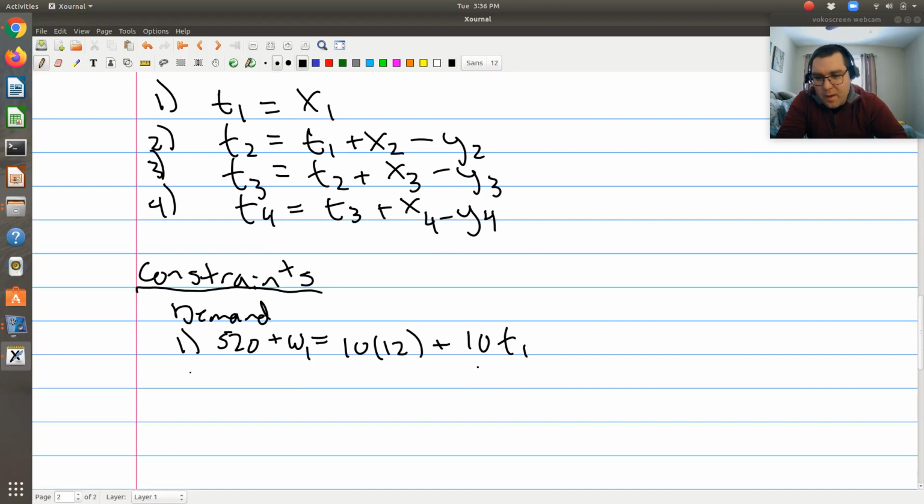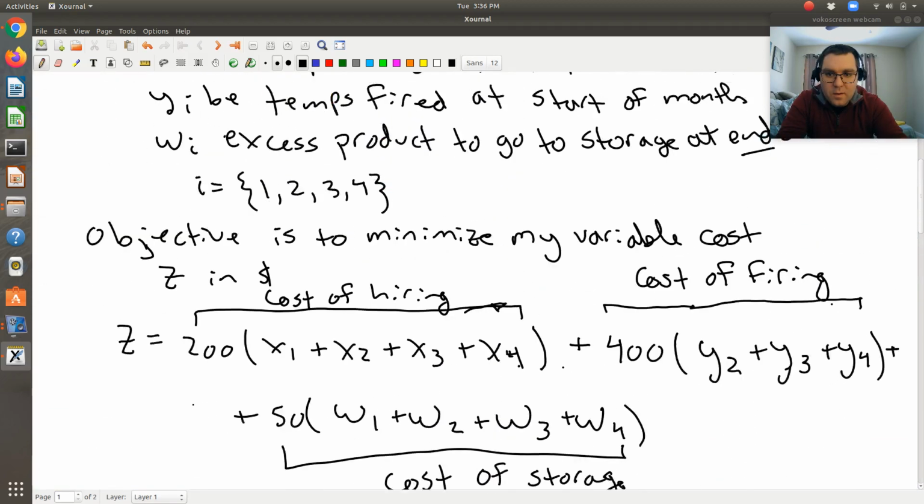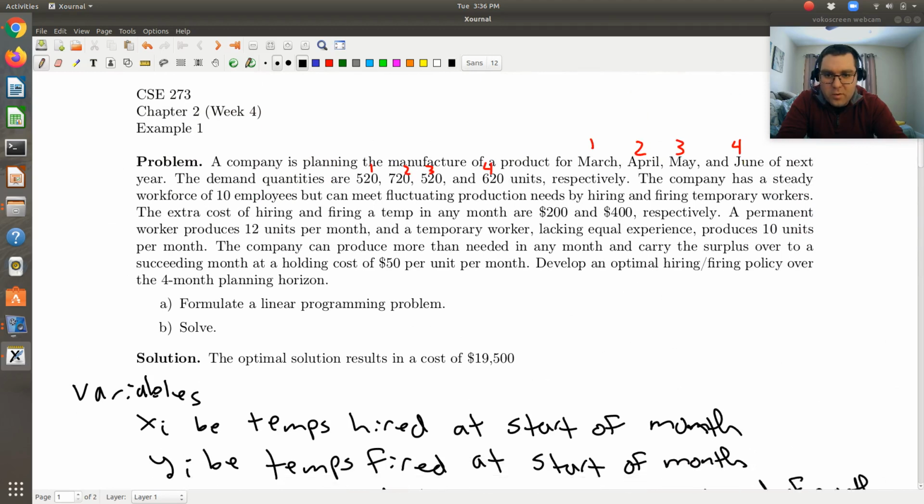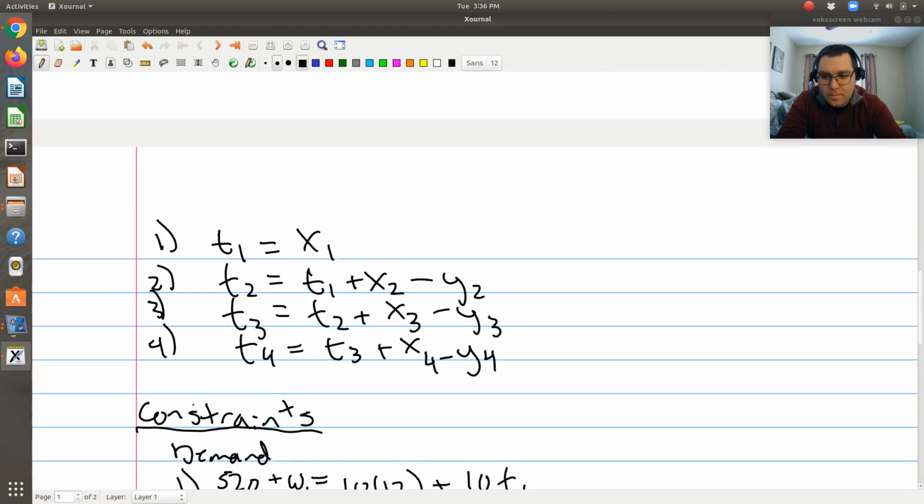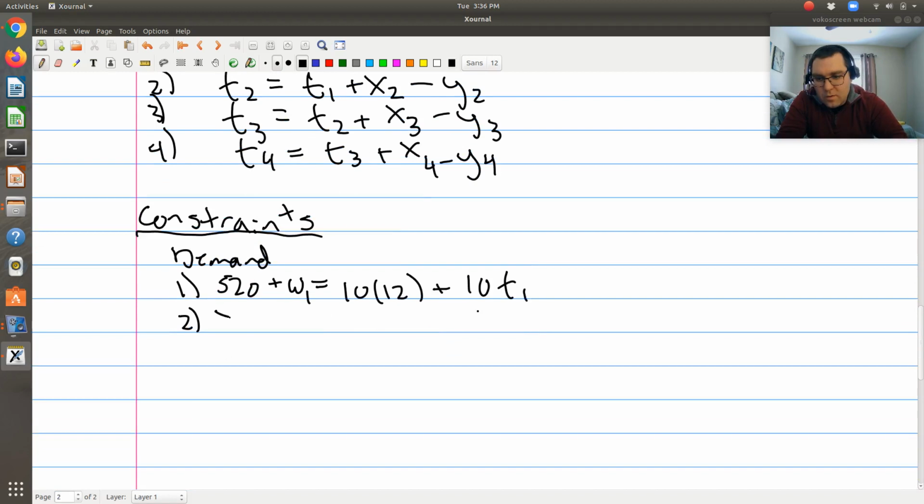Now if I write out a balance for month 2, I'm going to find my demand for month 2, which is 720. So 720 plus the inventory I have at the end of month 2 is W2.